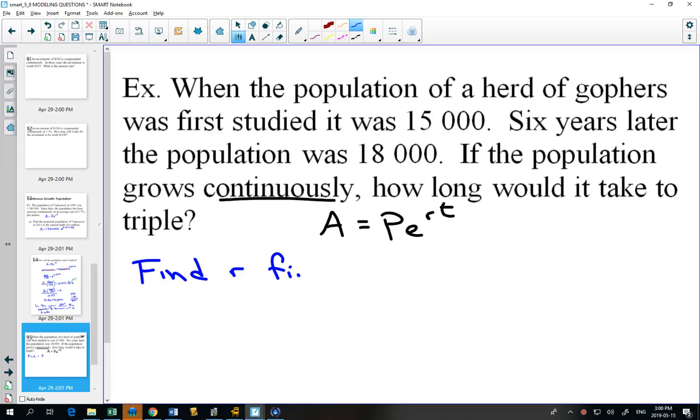We have to find r first. Do I have enough information to put numbers in for everything else except for r? Yes. Because I know that 6 years after an initial time, it's 18,000. So I could put in 18,000 for the amount, 15,000 for the original, e to the r, and that happens 6 years later. So I can make an equation where the only thing I don't know is r.